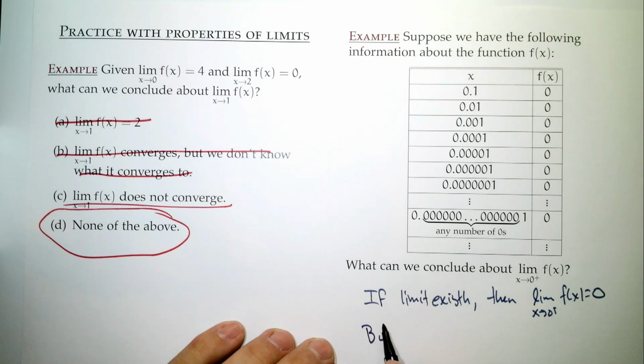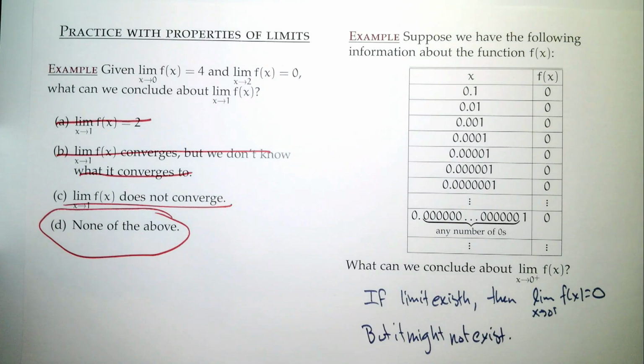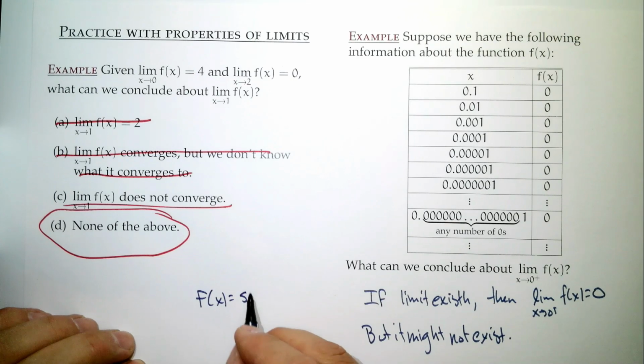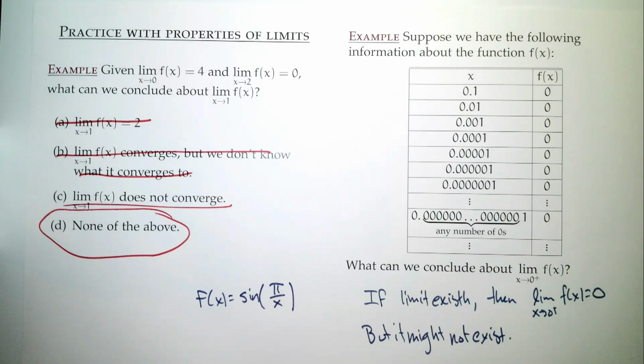It might not exist. Do we have any example of a limit which has this kind of property? Where you get closer and closer, you still keep getting 0 when you plug in at nice points like this, but the limit didn't exist. Have we seen anything? Here's a function. If you let f of x be a little bit of a variation, sine of pi over x, this function matches the data.